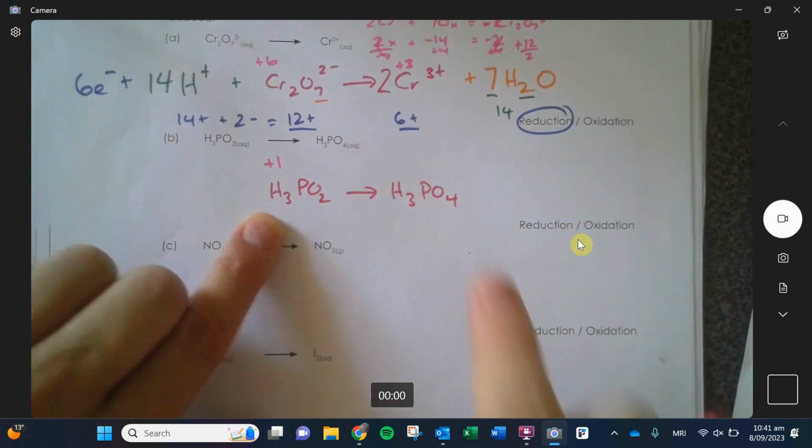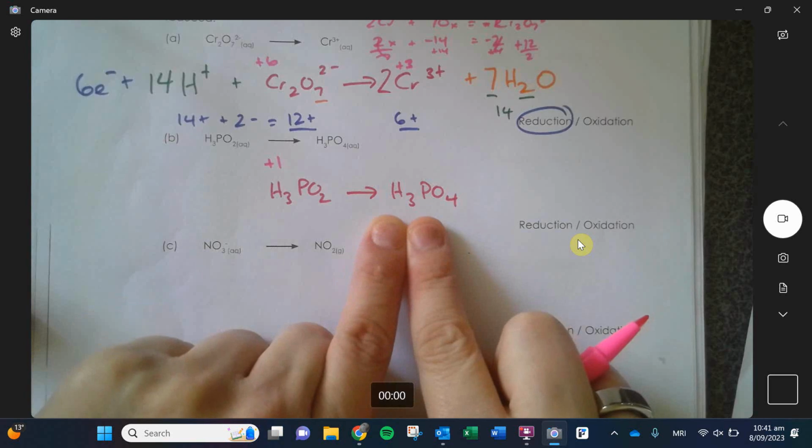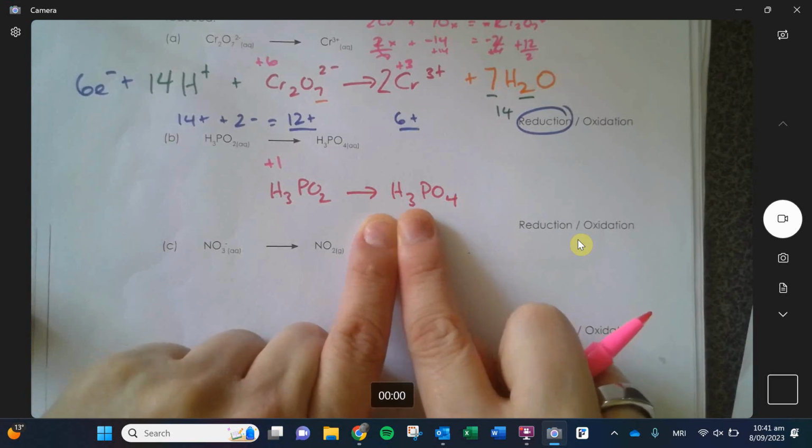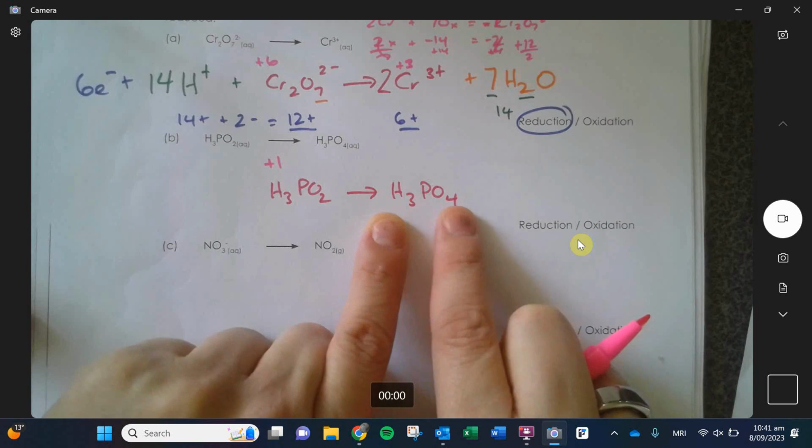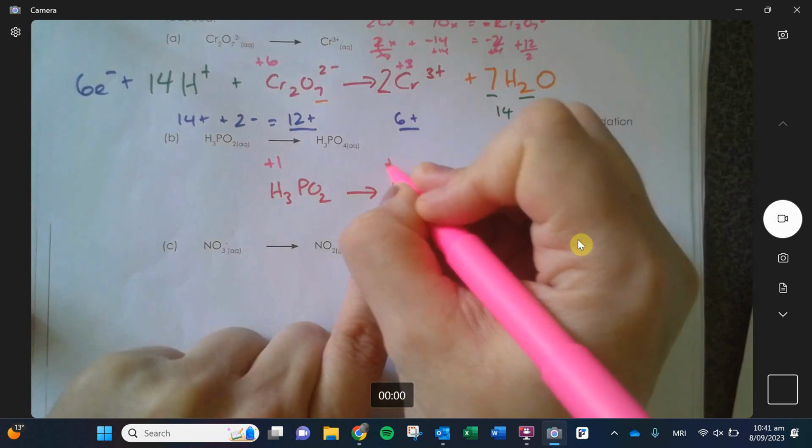On this side here, we see again the hydrogen's in a compound. It is not in a metal hydride, because none of these are metals. So that one is also +1. So no change there. So that's not part of my redox reaction.